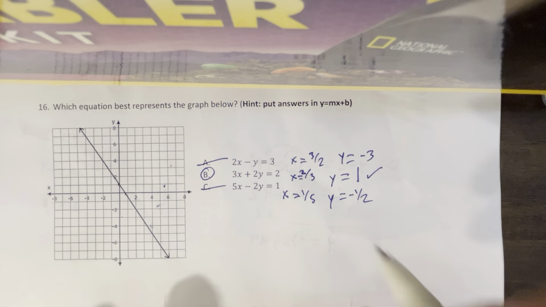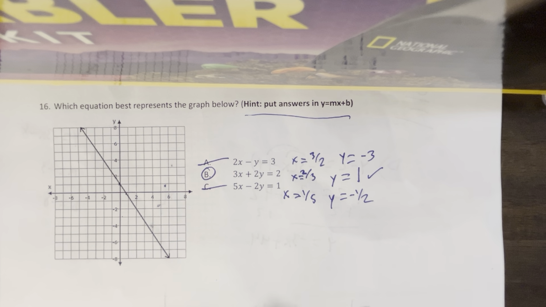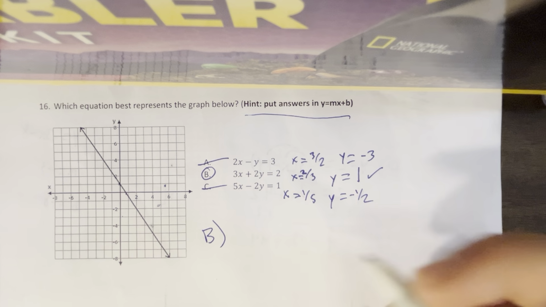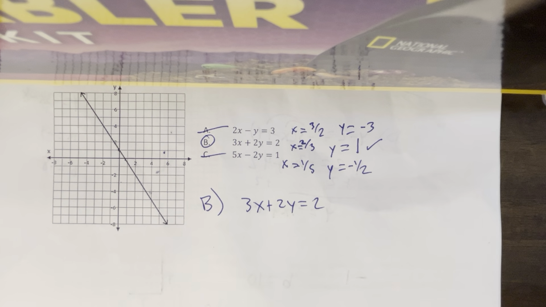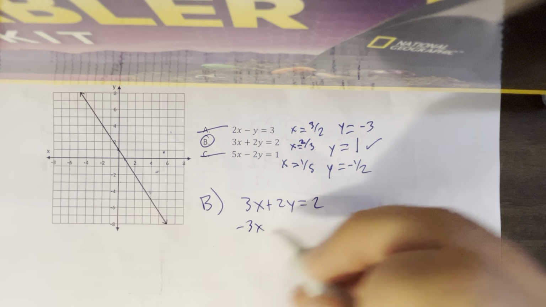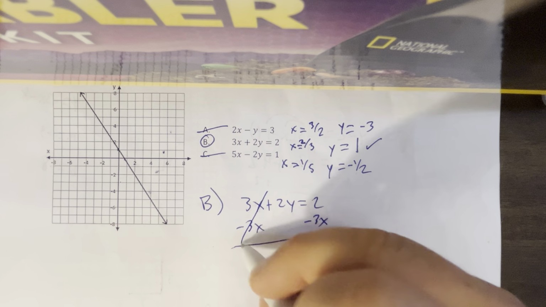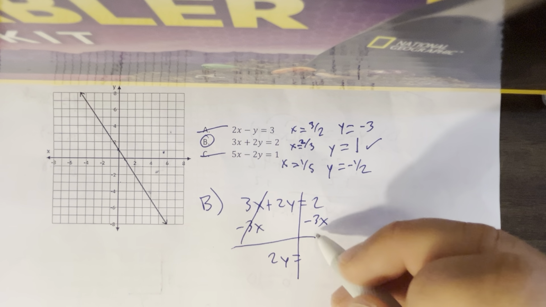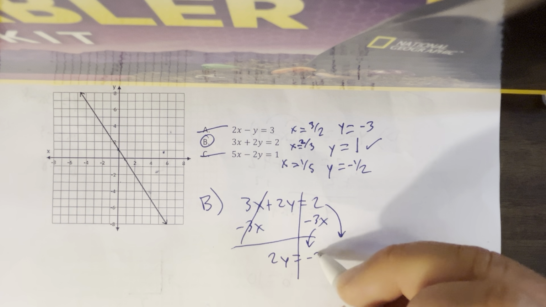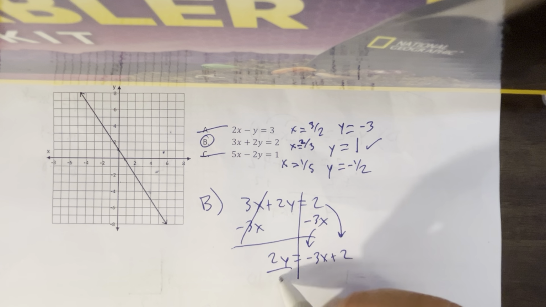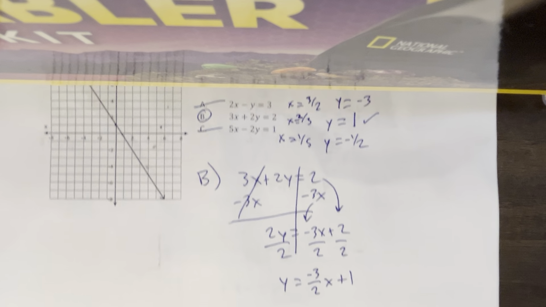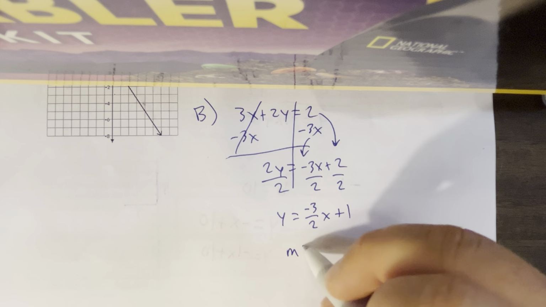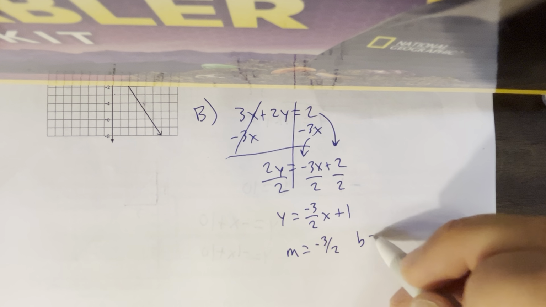But I'll also show you, like the hint says, put the answer in y equals mx plus b. So I'll just do it for B because I know that's the right answer. And so we'll get the y by itself. We'll subtract 3x over. 2y is equal to, like we did before, negative 3x plus 2. And then we'll divide by 2 to everything. So y equals negative 3 over 2x plus 1. So on this one, my m is negative 3/2 and my b is 1.